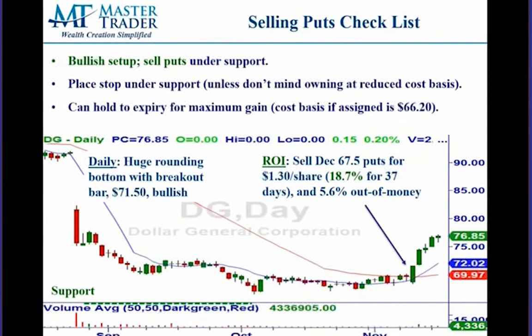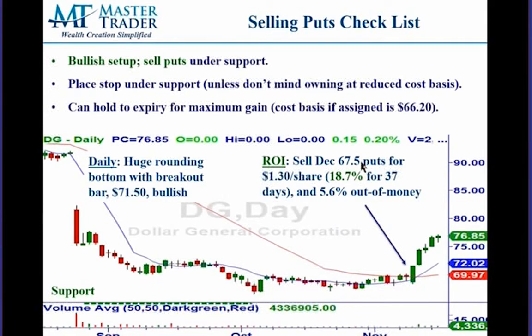One more example here. Dollar General, the retailers have been beat up. So we trade them on the way down as a stage 4, and we buy puts on them. But then we sit back day by day. We just wait for them to bottom. This is a massive multi-month bottom in Dollar General. Once I get a wide range bar that closed above the breakout, this is another no-brainer put selling candidate for us. So we went under support.